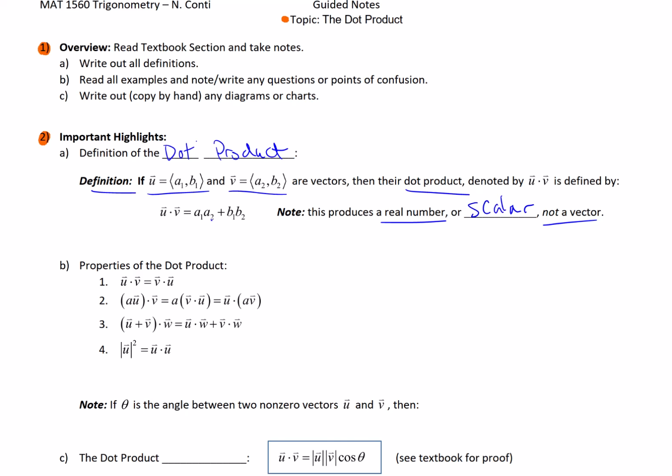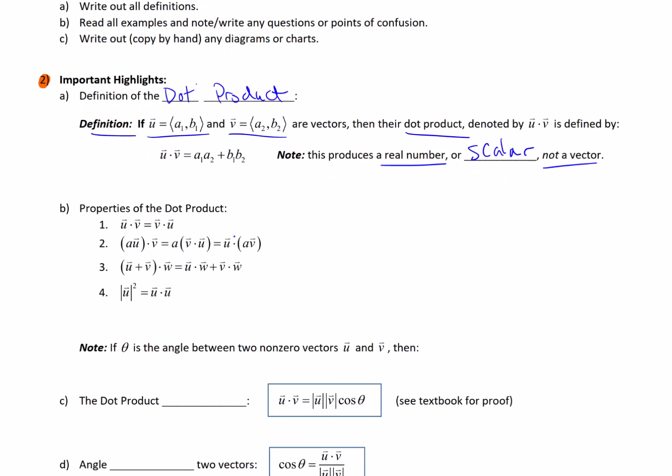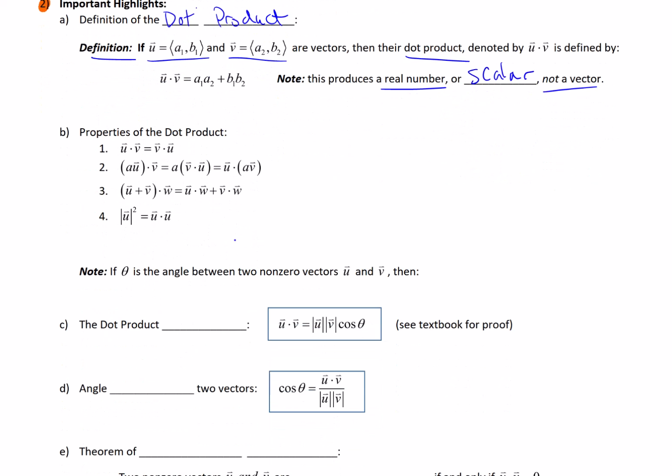It's just a number. Now, there are some properties of the dot product we want to note as well. One of them being that vector u dot vector v is equal to vector v dot vector u. In other words, they are commutative, you could say. This dot product doesn't have an order that matters. You can switch the order, u dot v or v dot u.